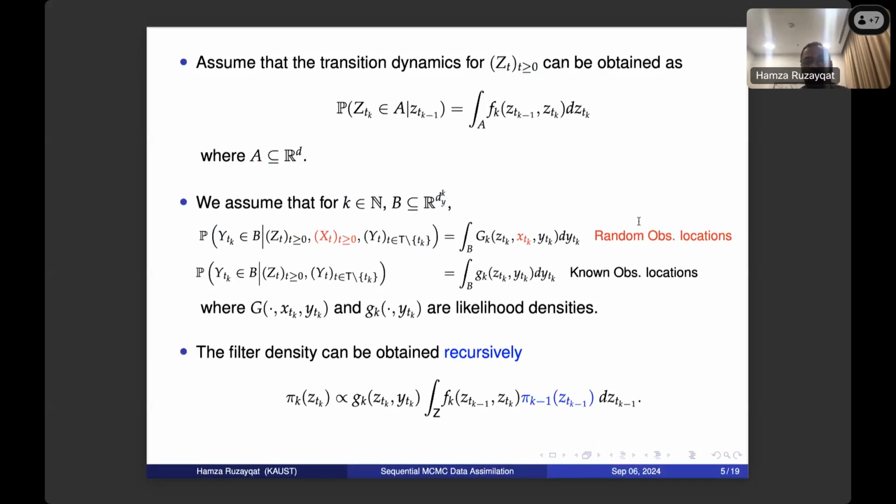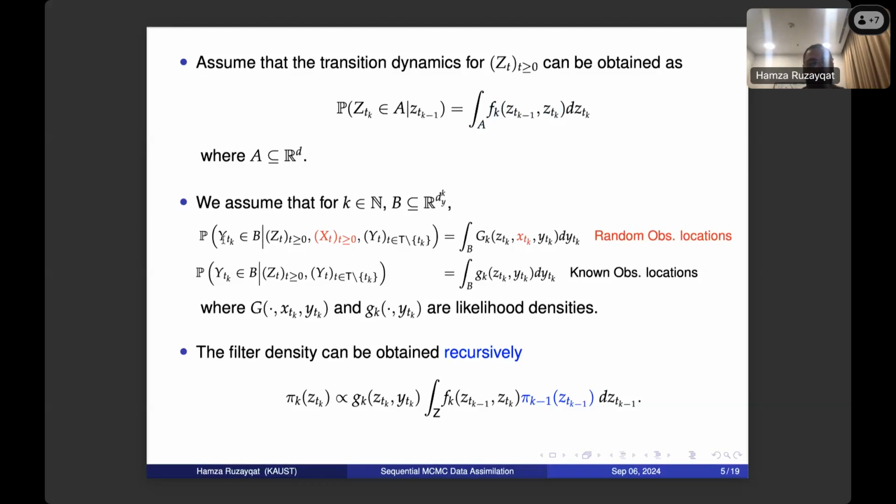Now, we assume the following. We need to have a transition density, and also we need to have a likelihood density. So the probability of finding Z_tk in A, where A is a subset of R^d, given the previous state at time k minus 1, is equal to the integral over A of some transition density F_k that takes Z_(t_(k-1)) to Z_tk.